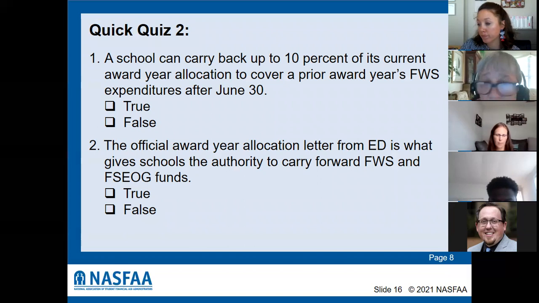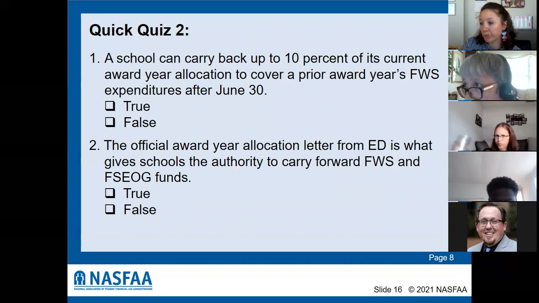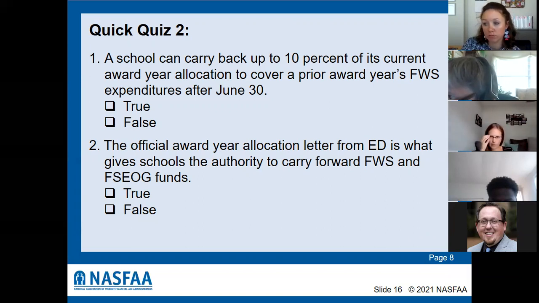year. So the next question, the official award year allocation letter from the Department of Ed is what gives schools the authority to carry forward federal work study and SEOG funds. Okay, so this answer is true.